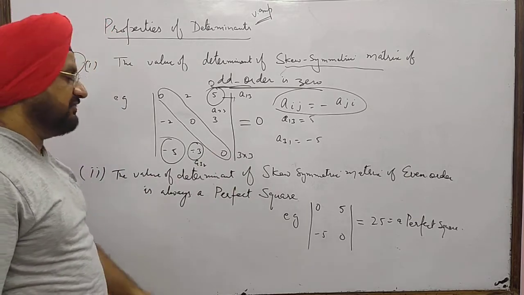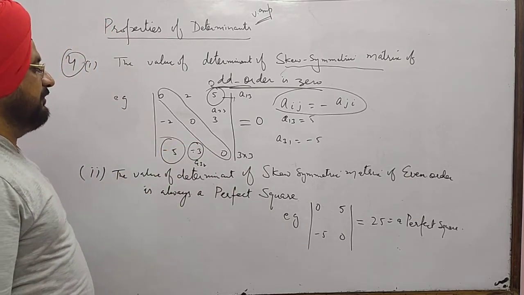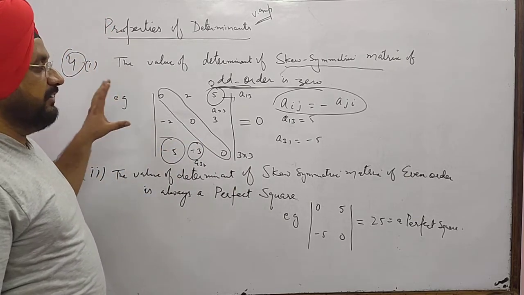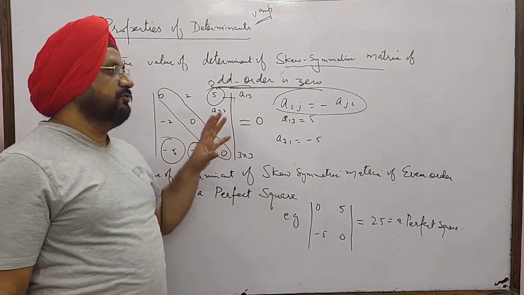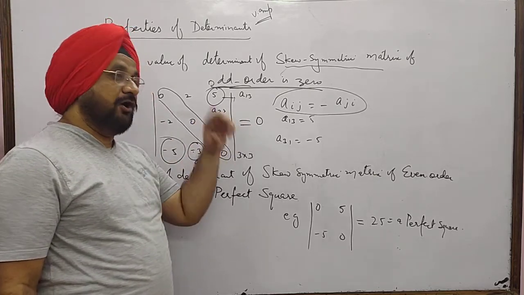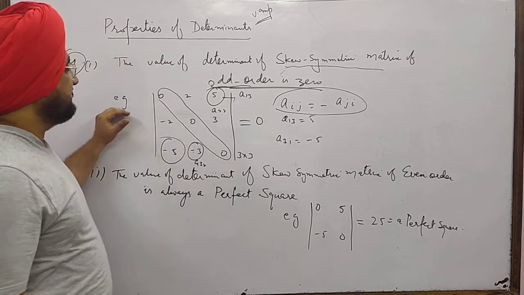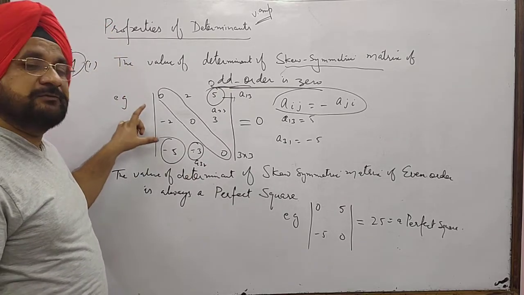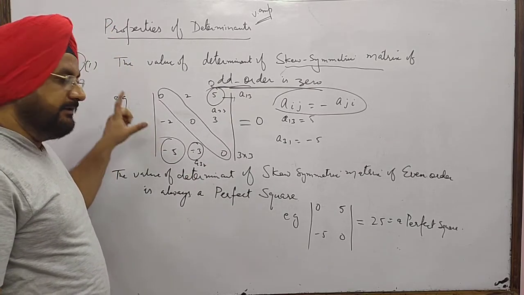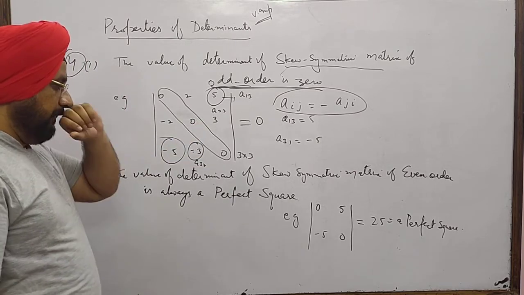If you check it, expand it, you will get its value is 0. But whenever you are asked to prove this question without using properties or without expansion, you will say as this is a determinant of skew symmetric matrix of odd order, its value will be always 0.